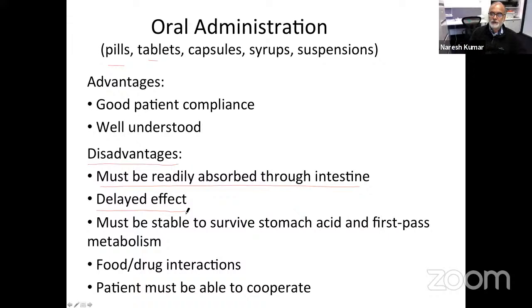It also must be able to survive the stomach, because the stomach has acid, and many compounds, many drugs, are sensitive to acid. So if they are decomposed in the stomach, they won't get absorbed, and you don't get any effect. And also, sometimes you can get a food and drug interaction. Some types of food may interfere with the drug, and you might get side effects or no effect of the drug. And the patient must be able to cooperate. You know, it's not a problem with younger people, but it can be a problem with the older population, that some of them don't like to take even tablets.